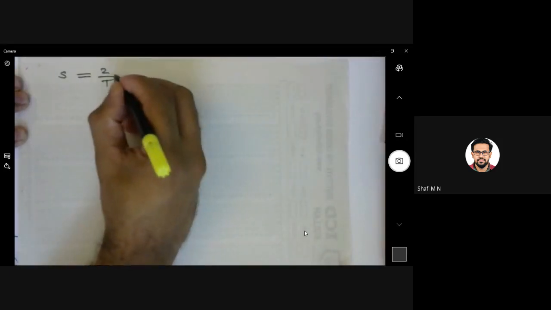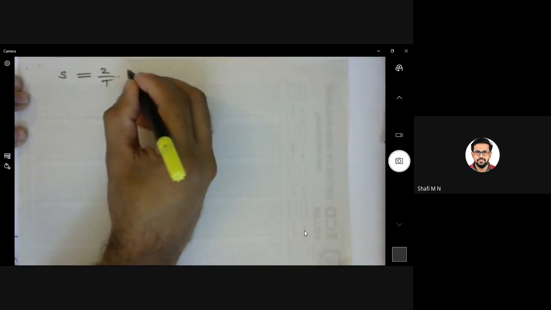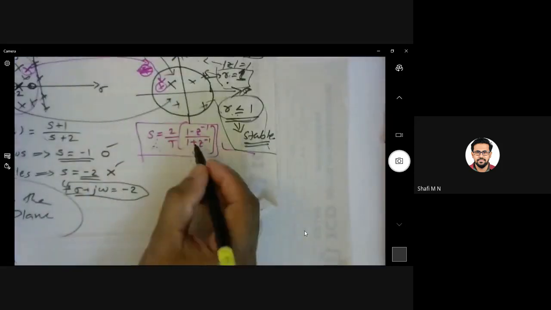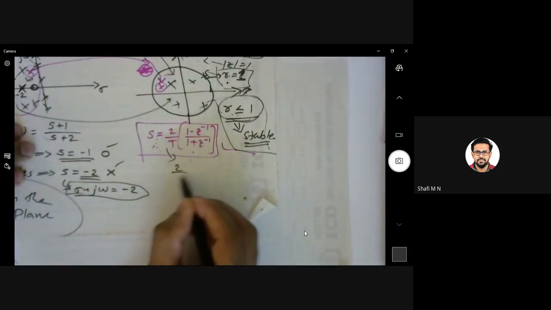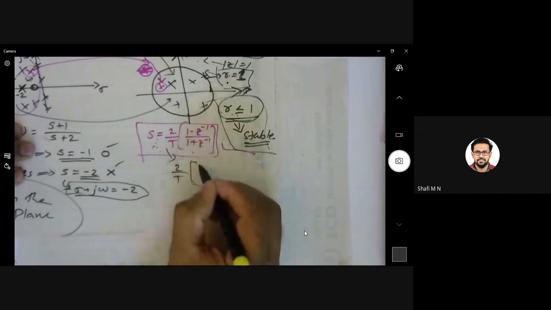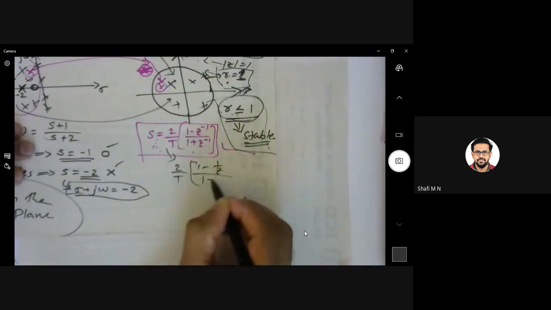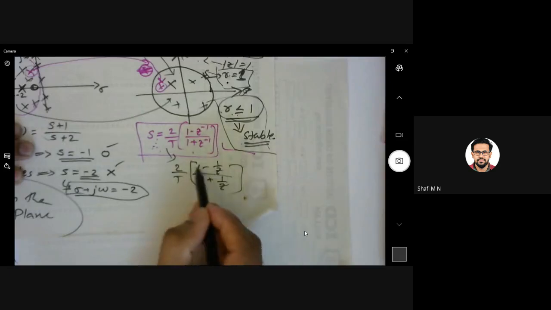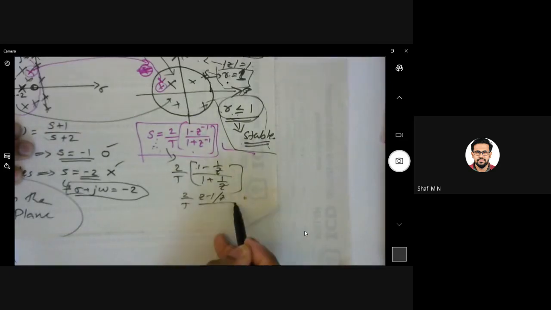What was that? (1 minus z raised to minus 1) by (1 plus z raised to minus 1). I'm going to rearrange it once. Then 2 by T into (1 minus 1 by z) by (1 plus 1 by z). If you cross multiply this, you will have 2 by T into (z minus 1) divided by z, denominator (z plus 1) divided by z. So this will get cancelled and this is what you will get: 2 by T into (z minus 1) by (z plus 1).